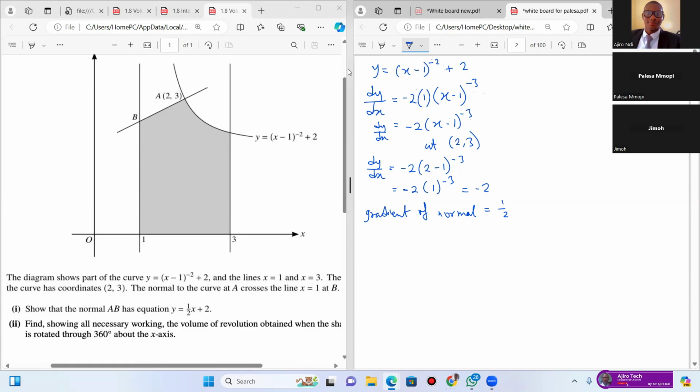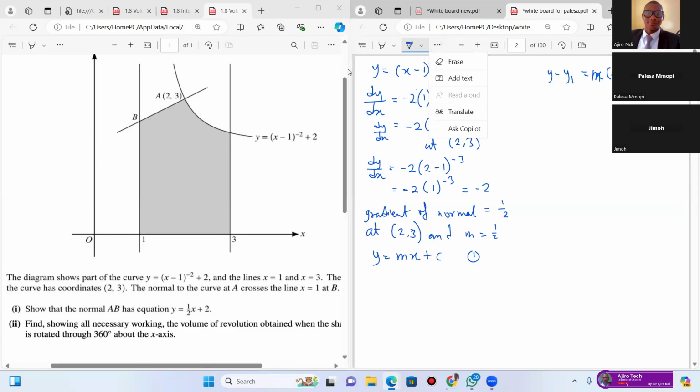Now at that point (2, 3) and m equal to 1 over 2, we use y equals mx plus c, the general formula, or you can use y minus y1 equals m into (x minus x1). Between these two formulas, which one do you prefer? The y minus y1. Okay, so let me change it, because I noticed that we may not agree on some formulas, so I'll ask you the one you prefer.